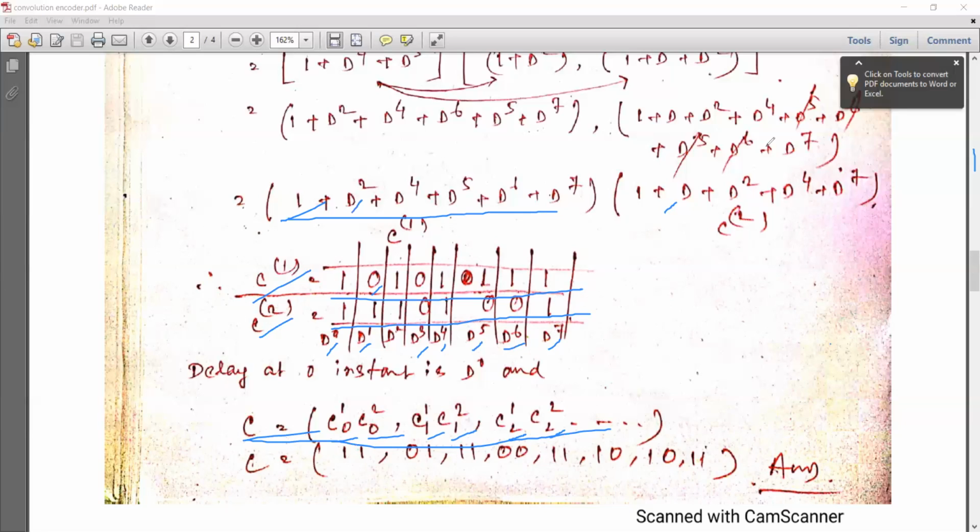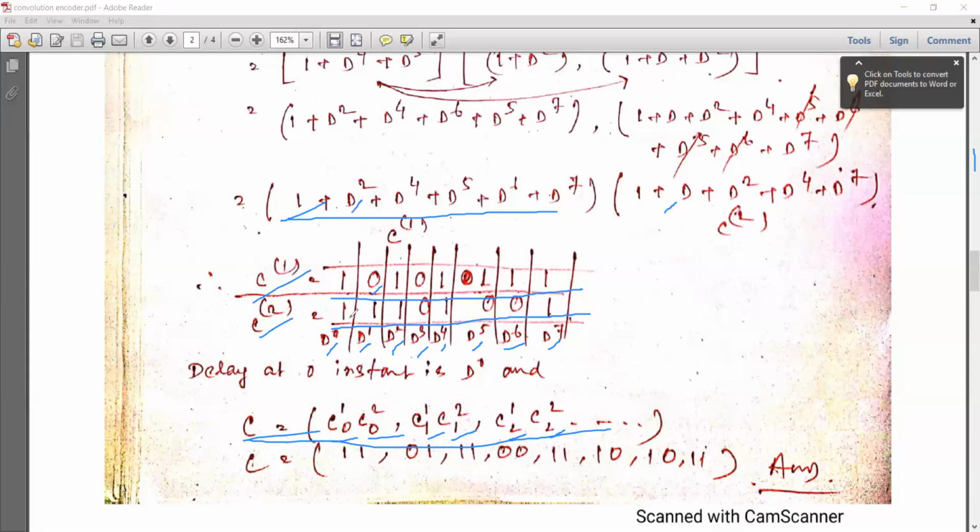As well as C2, so this is 1. 1 is for the coefficient of d to the power 0, and this is d. The coefficient of d to the power 1 is present, so that is 1. d square is also present, but there is no d3 term, so that's why the coefficient of C2 will be 0.